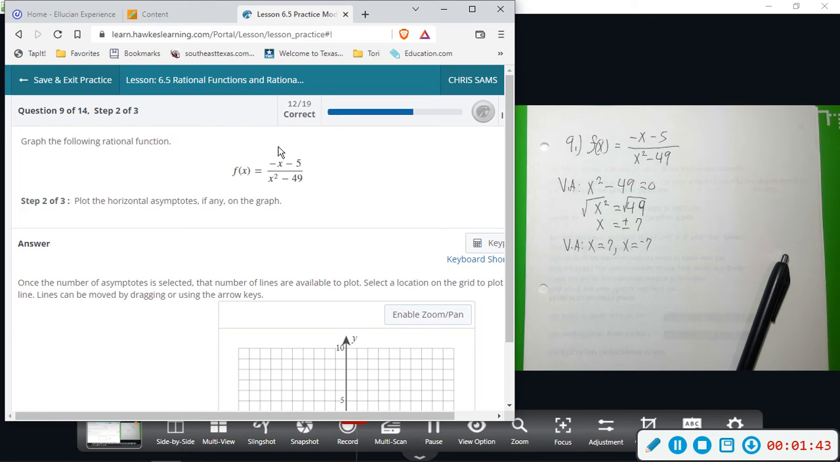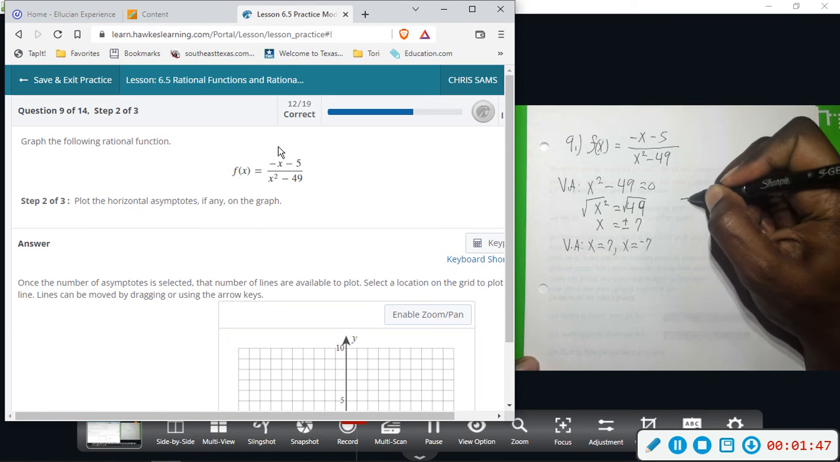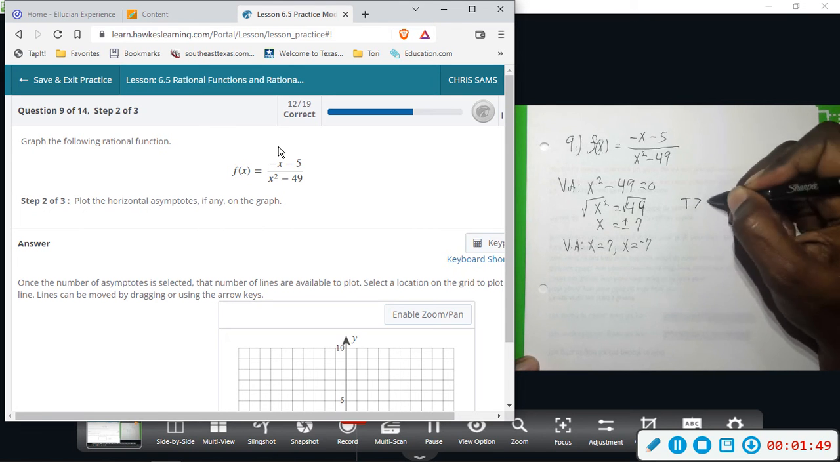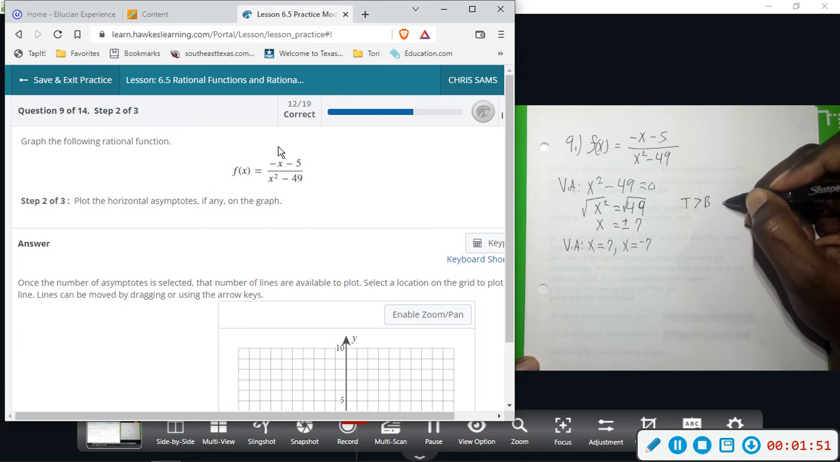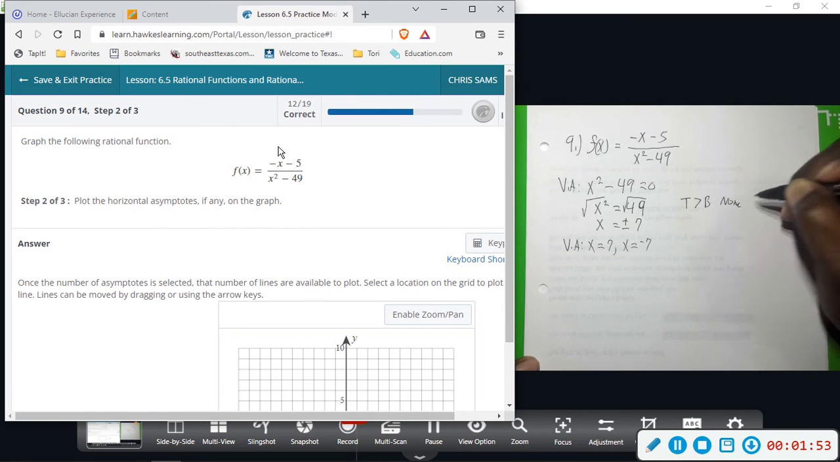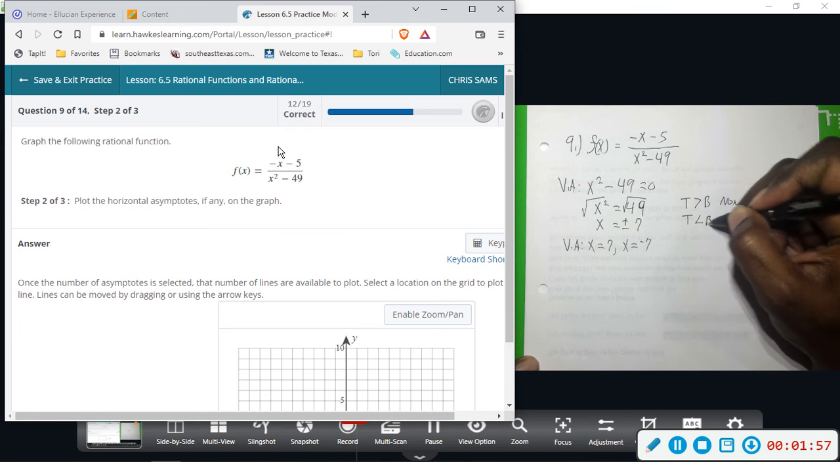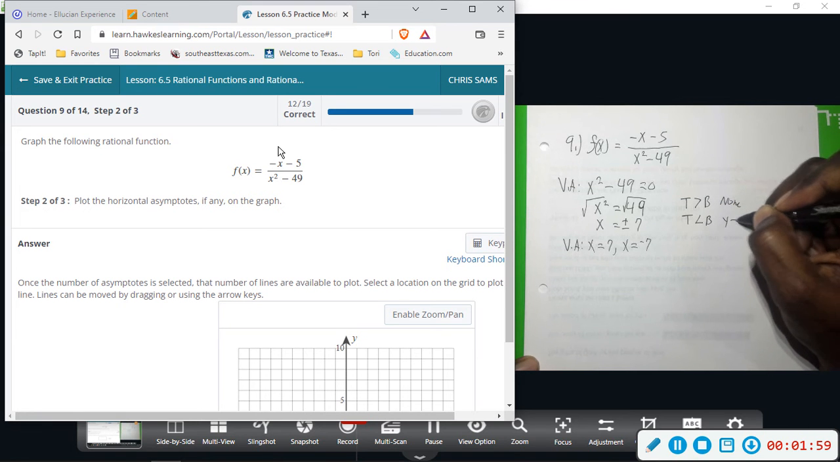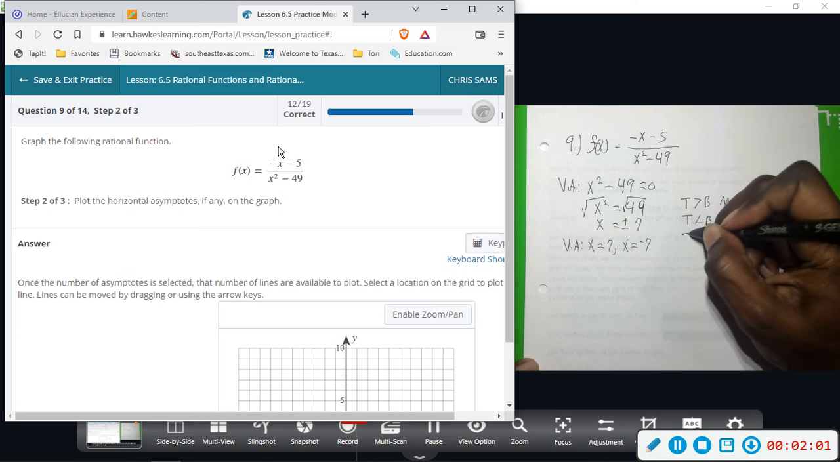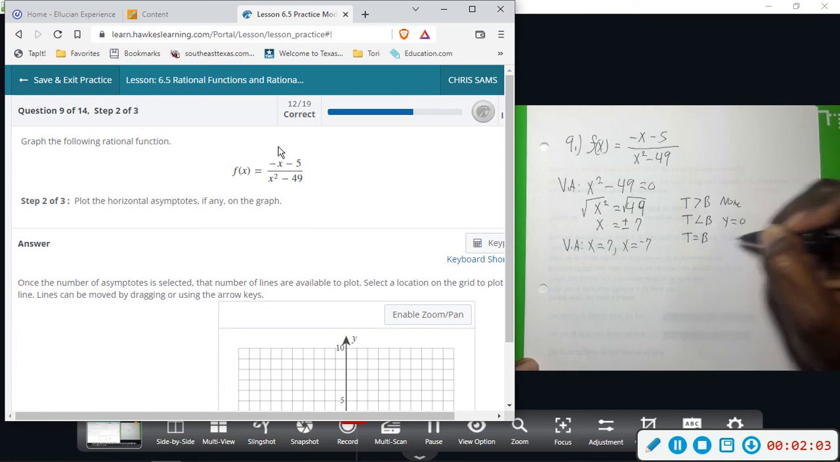So if the top is greater than the bottom, there is none. If the top is less than the bottom, it's 0. And if the top is equal to the bottom, it is the ratio.